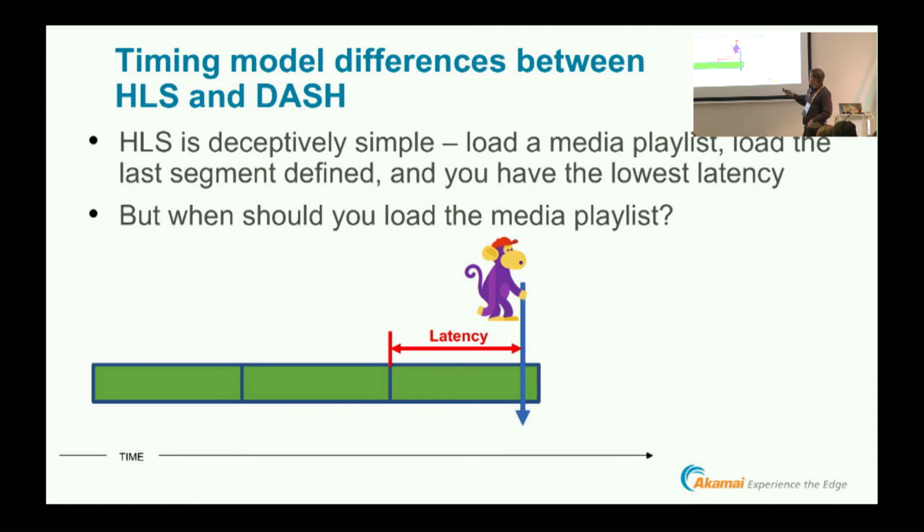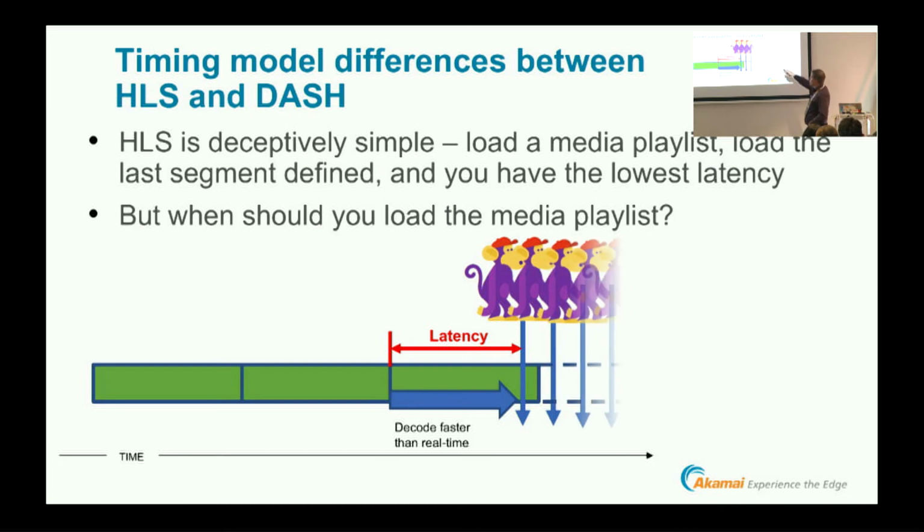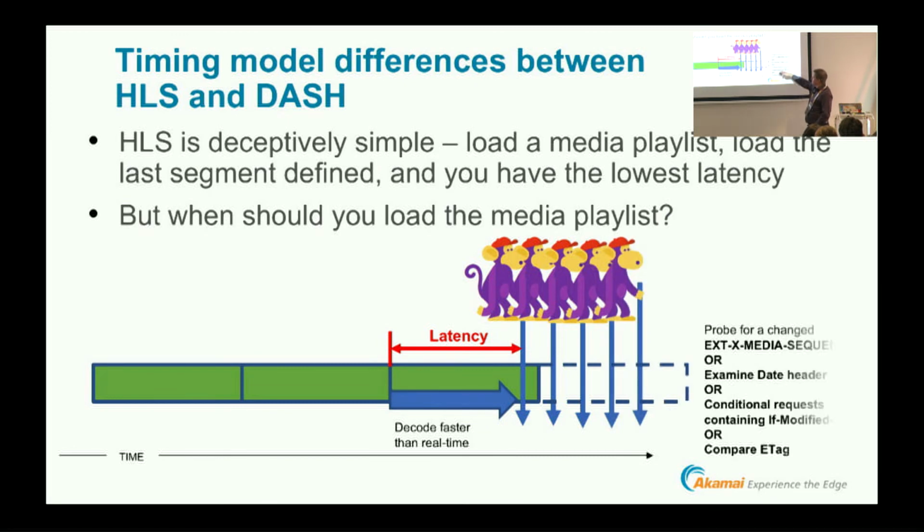So the player, represented by the monkey, has two choices. It can try to decode faster than real time. Now, you can't always do this on all devices. Certainly at 4K, some devices are not powerful enough to decode that fast. Or the player has to make repeated requests for the content, looking for the next segment to start. So it's polling the server, essentially. And it'll look for a change in the media sequence, which is an attribute inside the playlist, or the ETag, or the date header, or some other attribute of that media playlist.